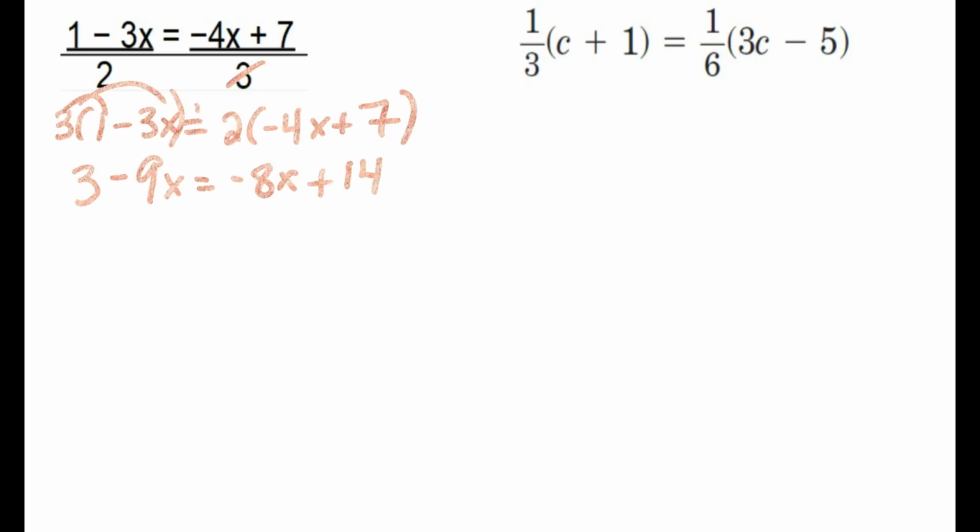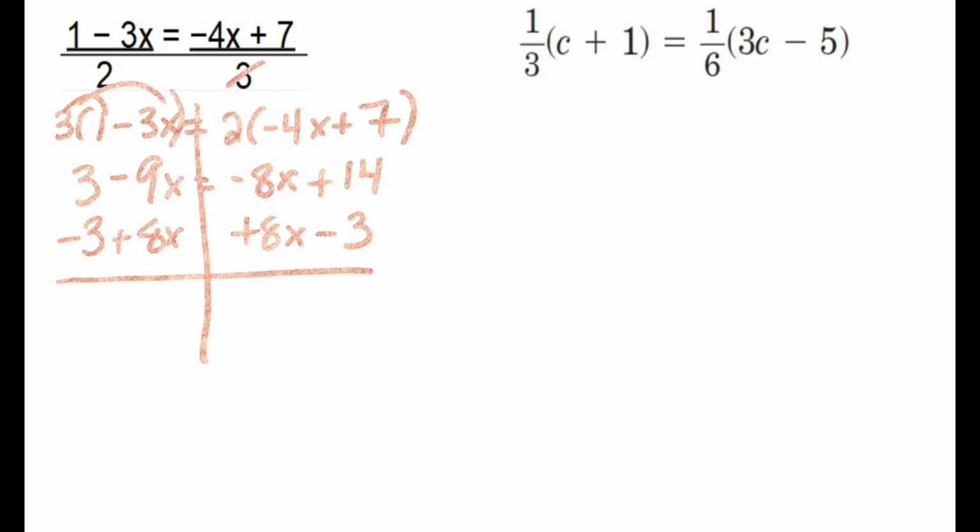Come on, rose gold. All right, slide to the left. Slide to the right. Variables to the left, numbers to the right. Crisscross. So we get negative 9 minus 8, which is negative 1x, is equal to 14 minus 3, which is 11. Divide by negative 1, divide by negative 1. X is equal to negative 11.